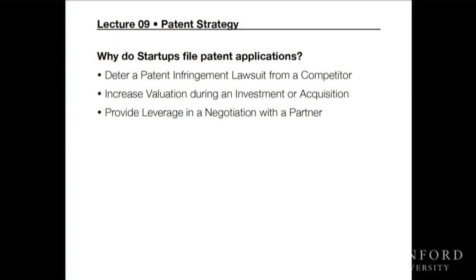These are some of the major reasons that I use for filing a patent application as a startup. You want to deter a patent infringement lawsuit from a competitor. Note this doesn't say troll. You can't do anything about that. Increase valuation during an investment or an acquisition. Provide leverage in negotiation with a partner.